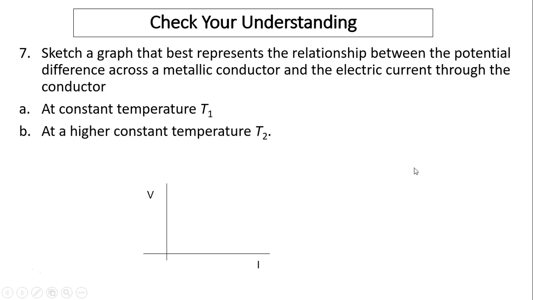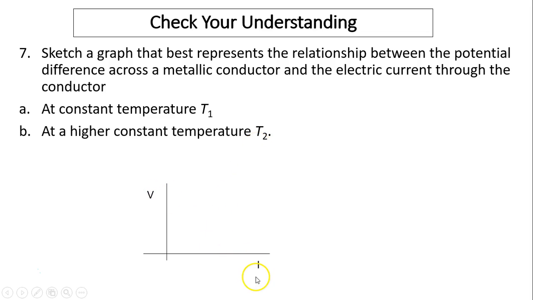Okay, check your understanding. Sketch the graph that best represents the relationship between potential difference across a metallic conductor and electric current through the conductor at a constant temperature T1 and at a higher temperature T2. So the quantity related to temperature is resistance. So resistance increases as the temperature increases. So at T2, resistance is increased.